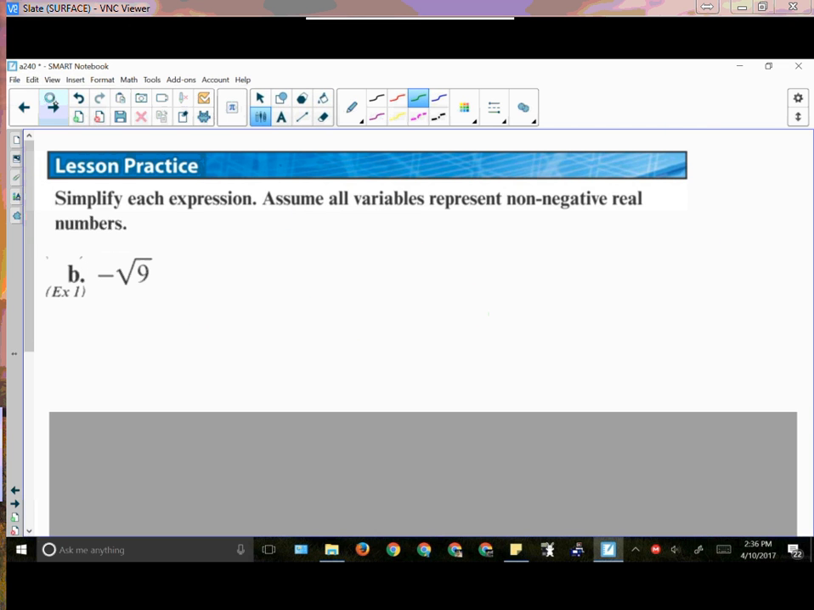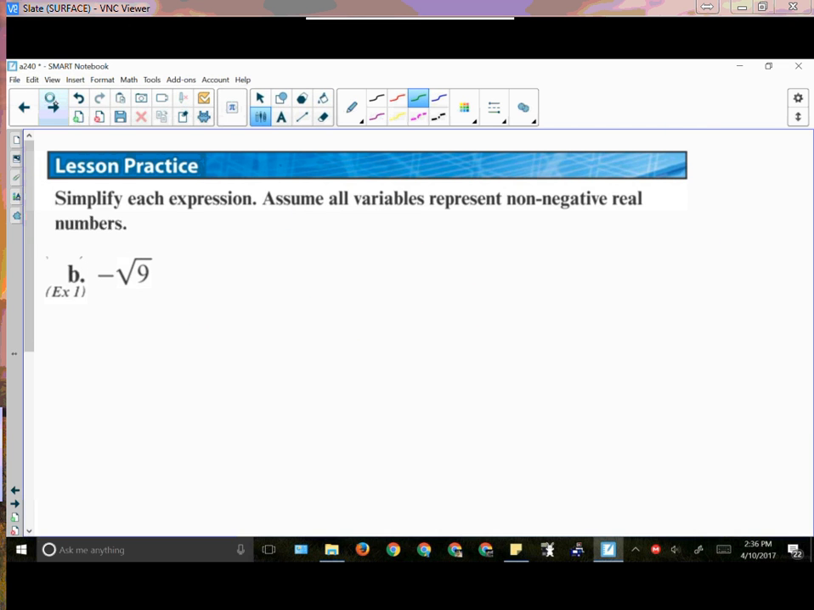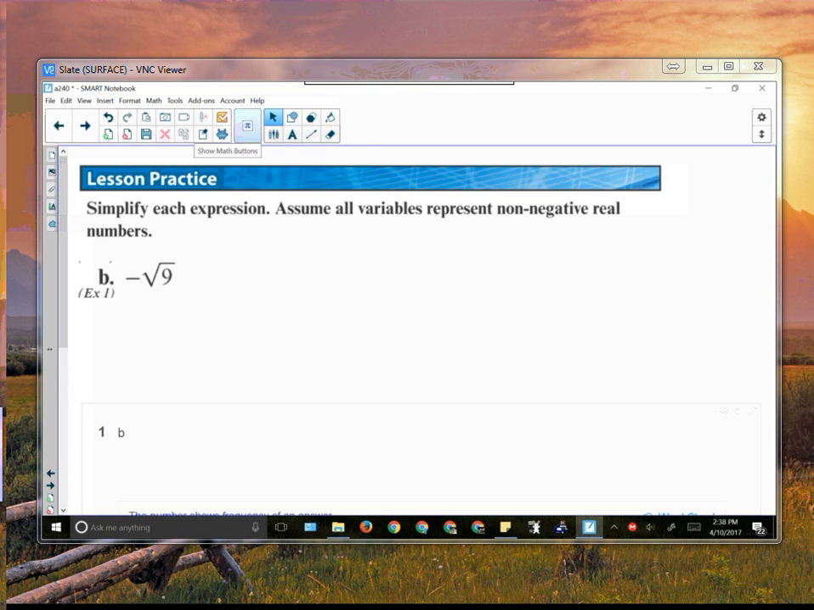I'm going to give you a minute or so and I want you to solve this one. It's easy enough to go through and know what the square root of 9 is, right? Square root of 9 is just simply 3. But that negative is out in front, so that means the negative has to stay out in front here. So it's going to be -3.